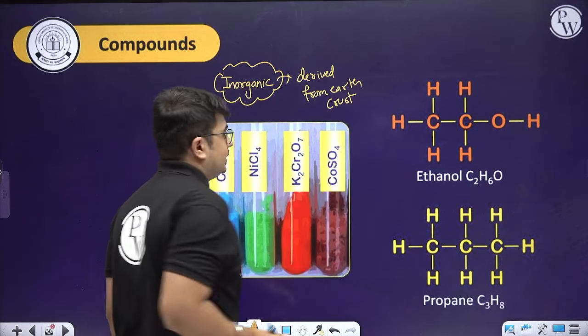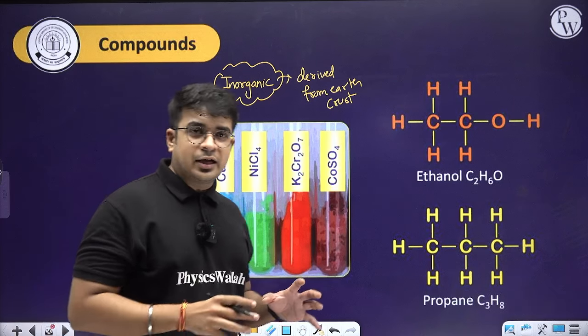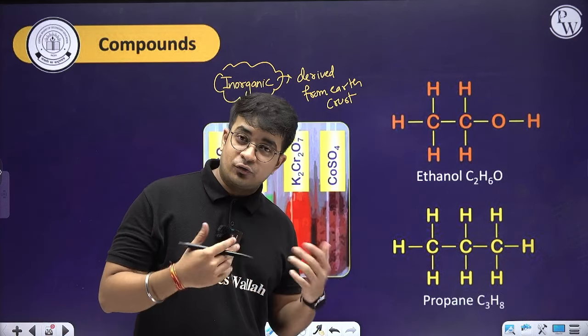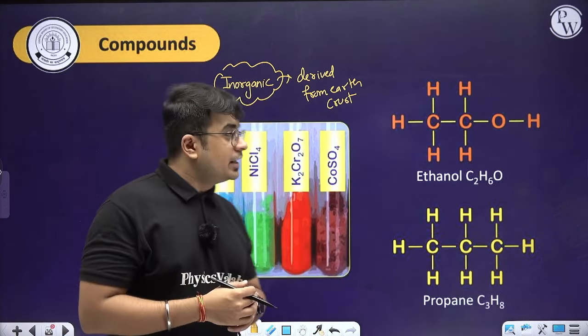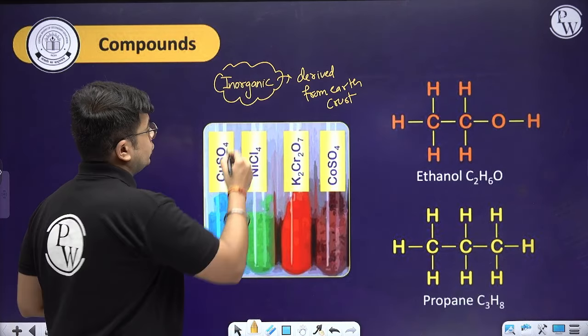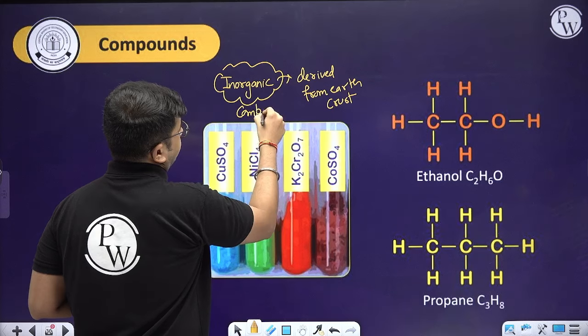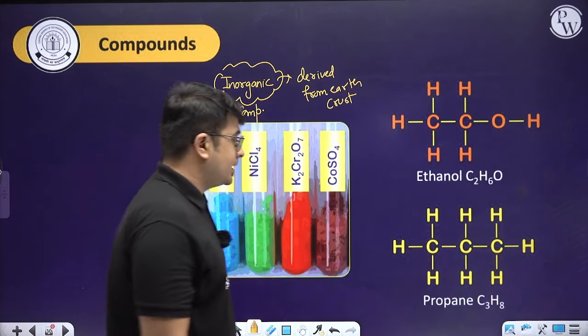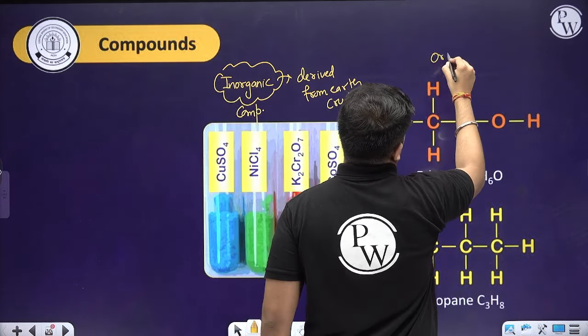So these are the actual crude definitions. I'm not saying they are always true, but these are the crude definitions in case of inorganic compounds. So I can say first part is inorganic compounds. Next part in this case is definitely organic compounds.